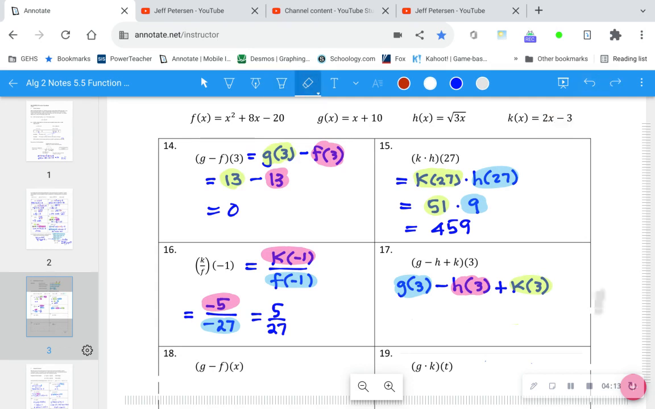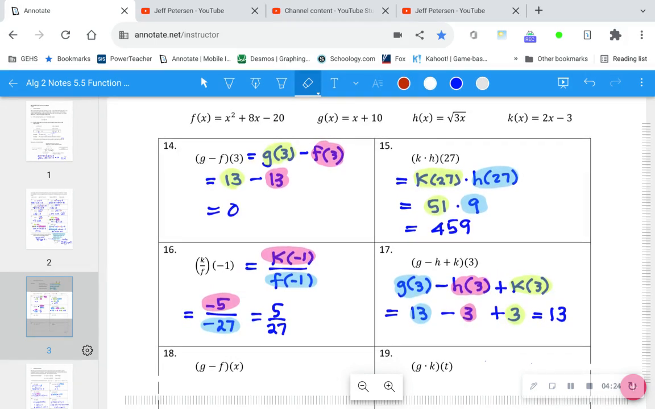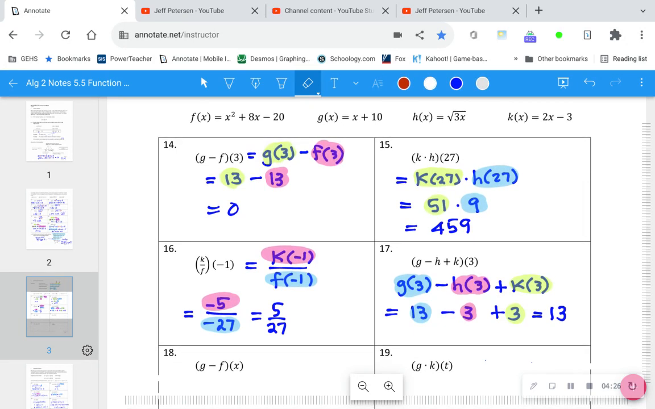So if you do all those, you end up with 13 for your final answer. And I've color-coded it there so you can figure out which is which. Okay, we're going to use g minus f of x. Now, if you look down here, this is a little tricky to understand.